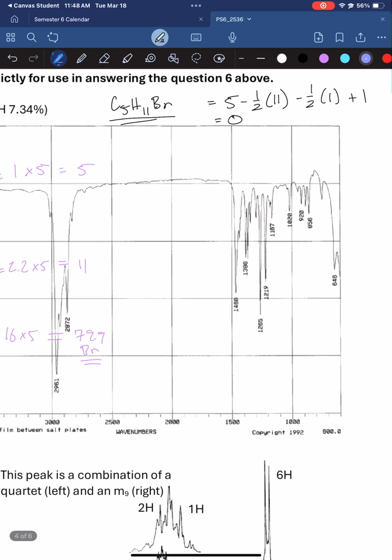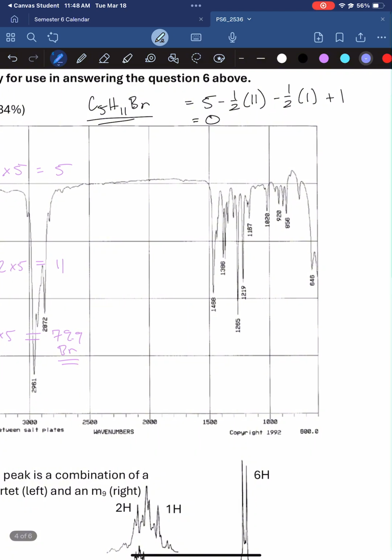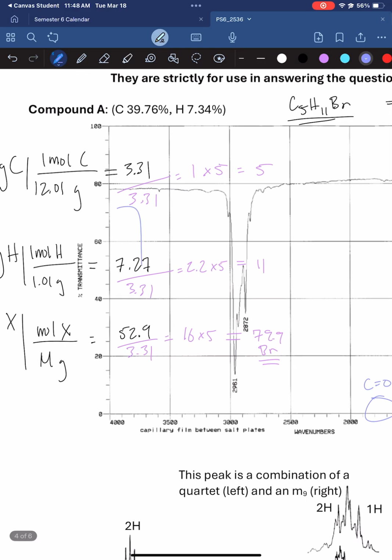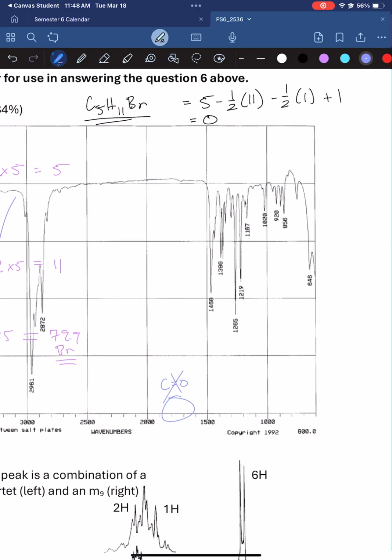First thing, any red flags jumping out? I don't see anything of importance. We don't see anything around 1720. That means there's no C double bond O. We don't see this massive alcohol stretch. We don't see anything like that. I don't see any strong C single bond O stretch here. Nothing there.